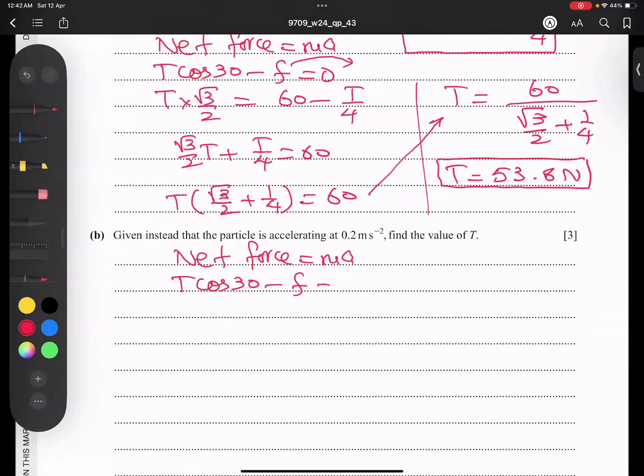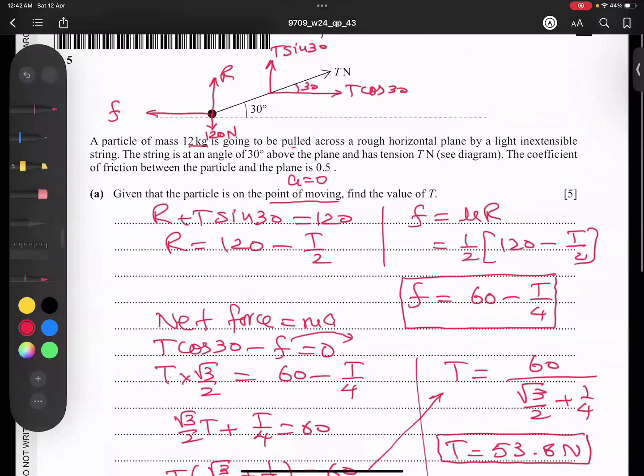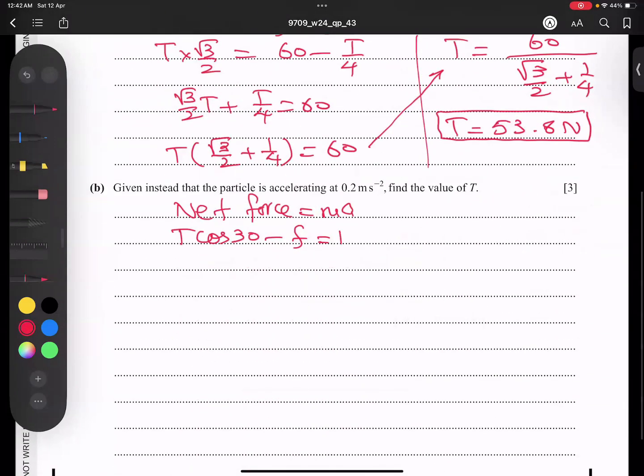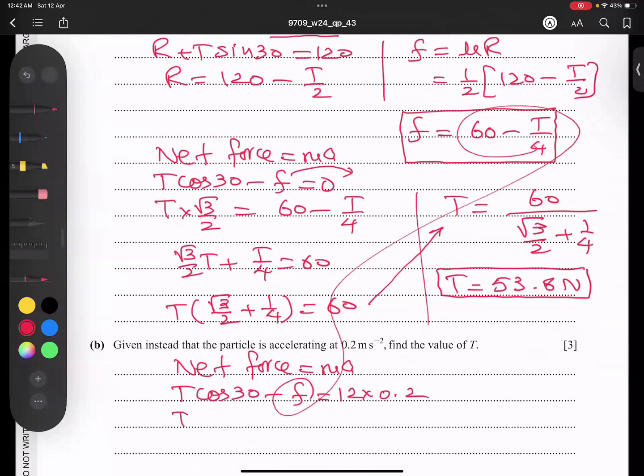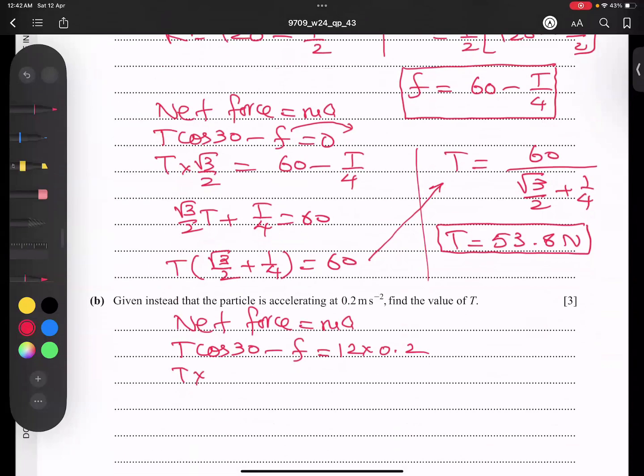Okay, make sure this is not equal to 0. It is mass times acceleration. How much mass is given by him? 12 kilograms, and acceleration is 0.2. Okay, students, so T cos 30, I can bring the friction value from the top. This stays as it is, no change. And here root 3 by 2, because cos 30, as I said before. And minus the friction value in the bracket, 60 minus T over 4, equals 12 times 0.2, which gives us 2.4.